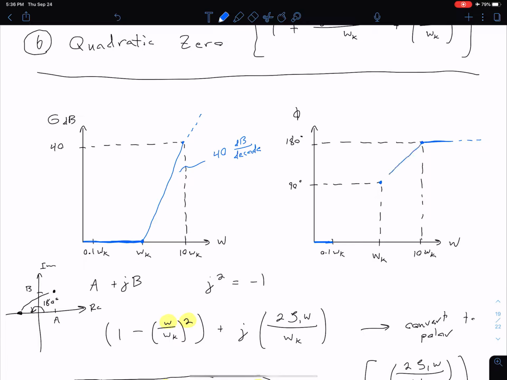We're just going to use a straight line approximation in between there in order to get our Bode plot. Again, keep in mind that these are approximations. So in this case, we have a slope of 90 degrees per decade.